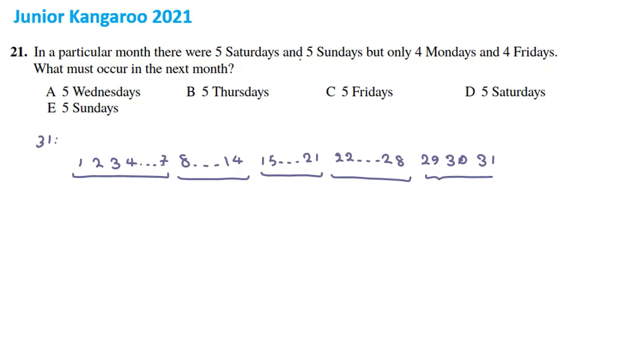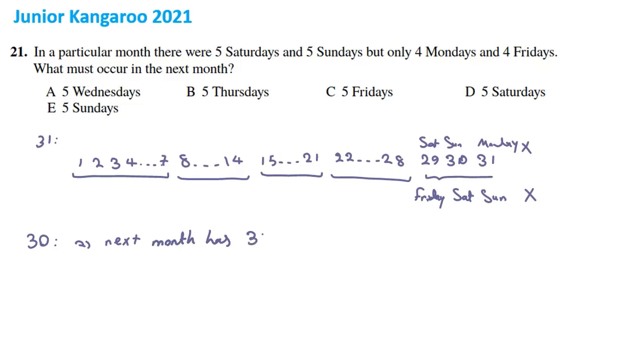So we know 2 of them are Saturday and Sunday. So for example, if it is Saturday, if it is Sunday, then this one is Monday. But the problem says we have only 4 Mondays, so it is not possible. If Saturday is here and Sunday here, then here it will be Friday. But the problem says we have 4 Fridays, so it's not possible. So we understand that this month has 30 days. Okay, so it says next month. Because the months are alternately 30 and 31, next month has 31 days.